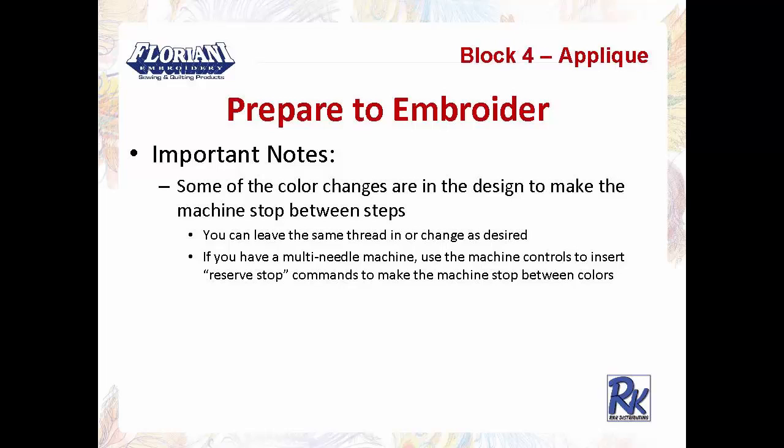Some important things to note before we get started. Some of the color changes in the design are designed to make the machine stop in between steps, and you have the option of leaving in the same thread or changing it as desired. But if you have a multi-needle machine, those machines just want to go on to the next color without stopping, and we need the machine to stop so we can do things in the hoop in between stitching. So you're going to have to use those machine controls to insert reserve stop commands to make the machine stop between the colors.